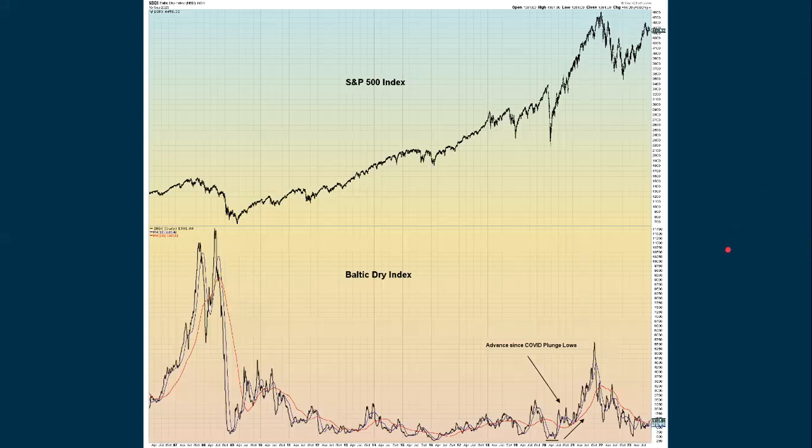Here's the Baltic Dry Index. What does it cost to ship products from one place to another, specifically in the Baltics? And this is continuing to drop, even though we're seeing a little bit of a bounce up recently.